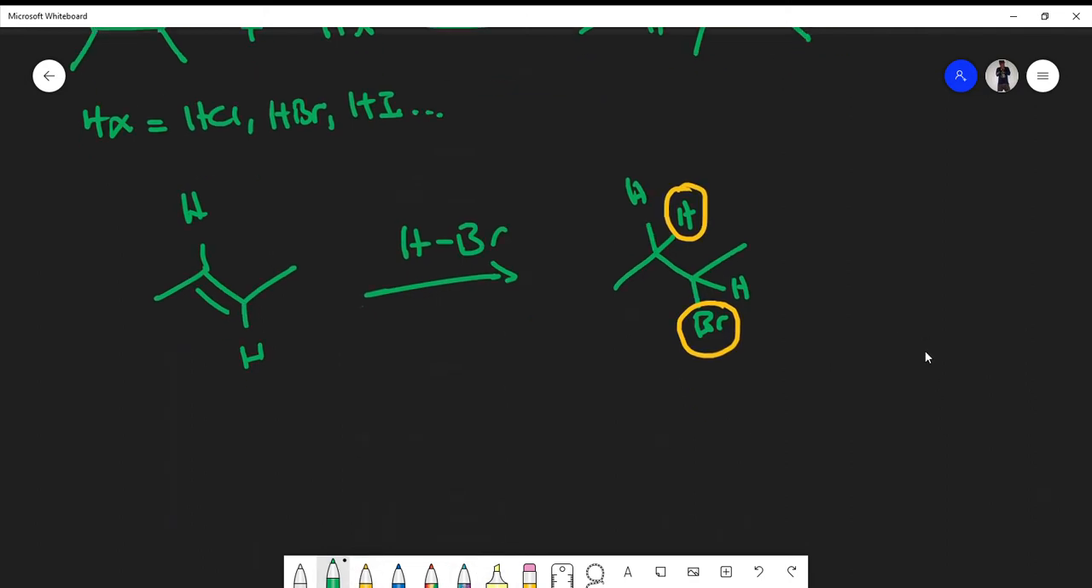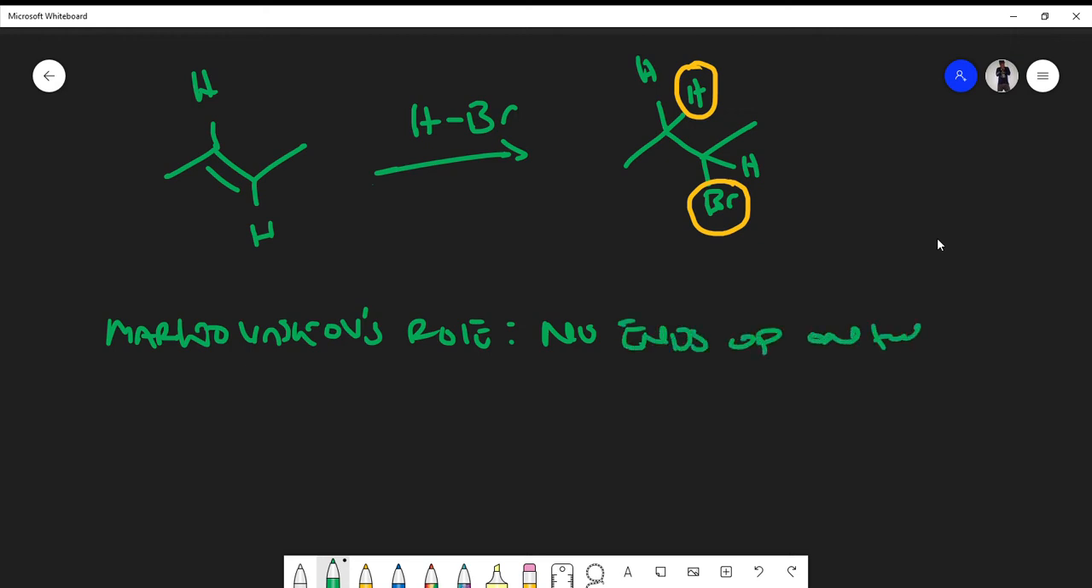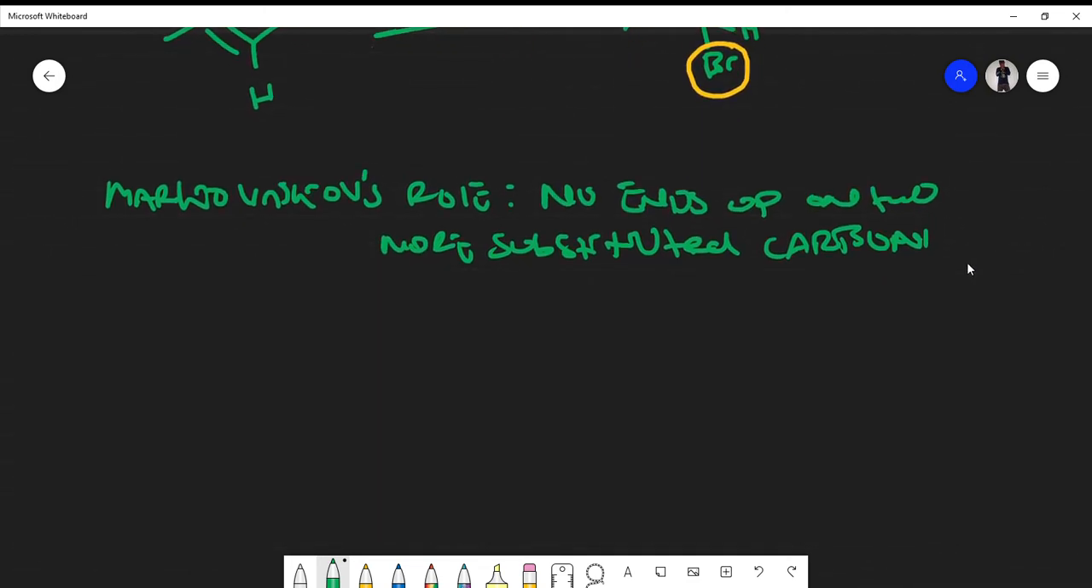Now we need to talk about what we call Markovnikov's rule. Markovnikov's rule says that the nucleophile ends up on the more substituted carbon. So the nucleophile will end up on the more substituted carbon. Now I want you to think of a substituted carbon as being a carbon that has fewer hydrogens.